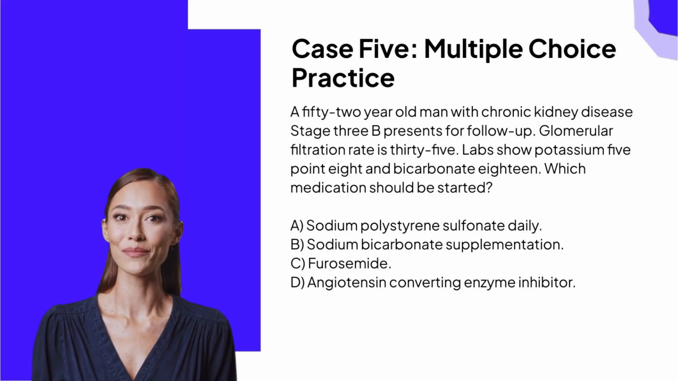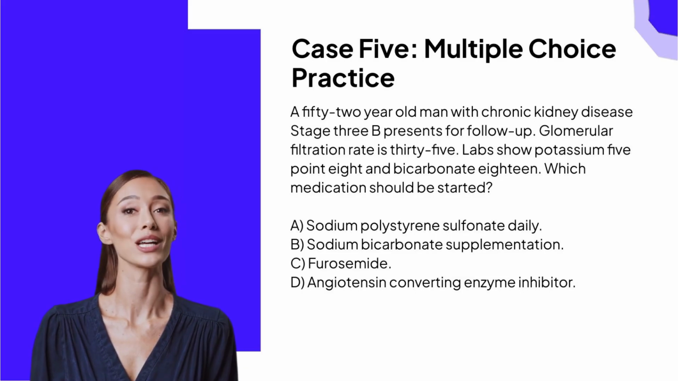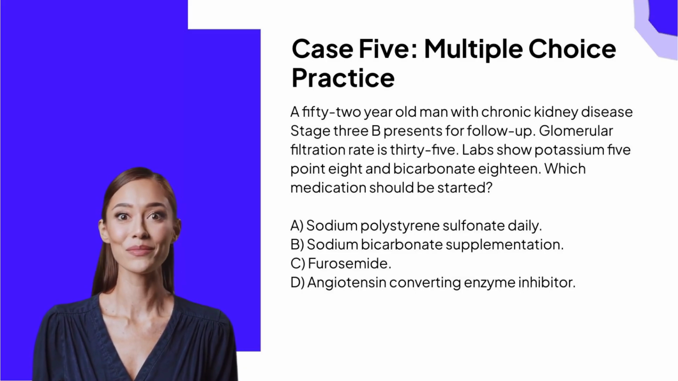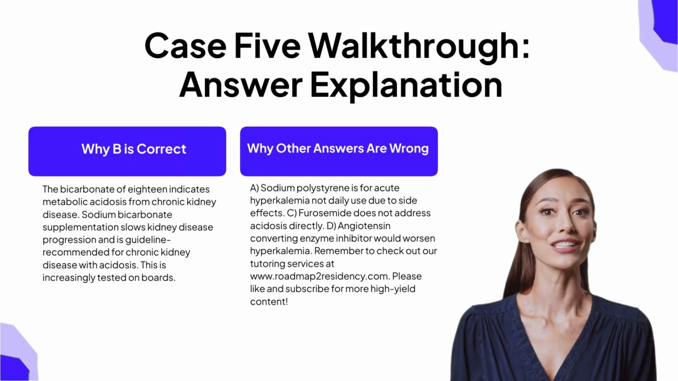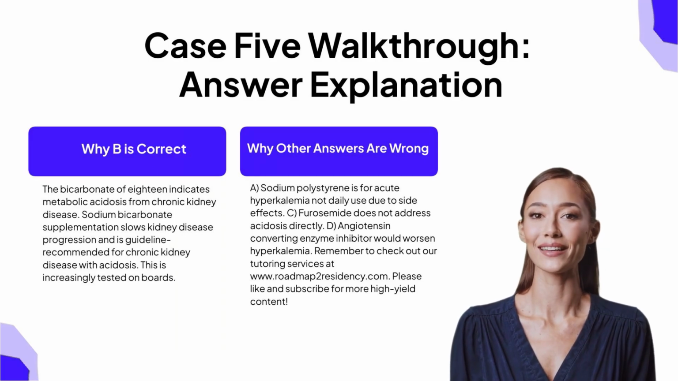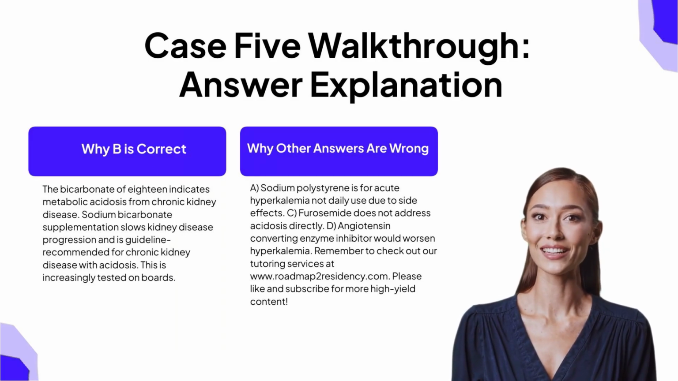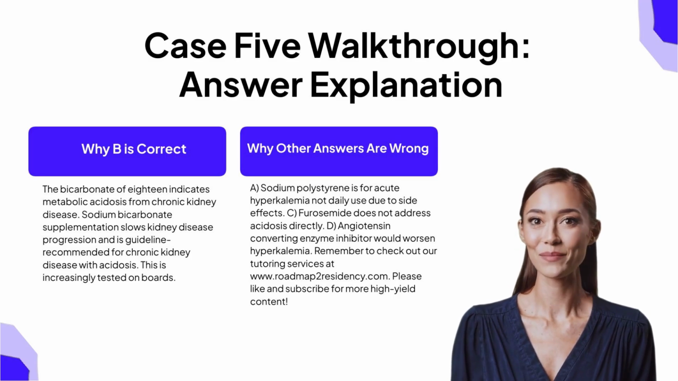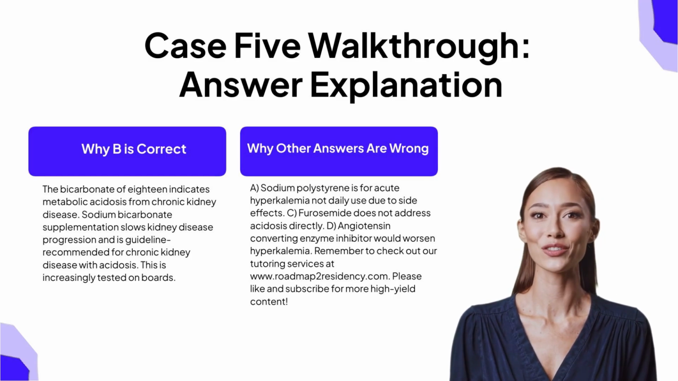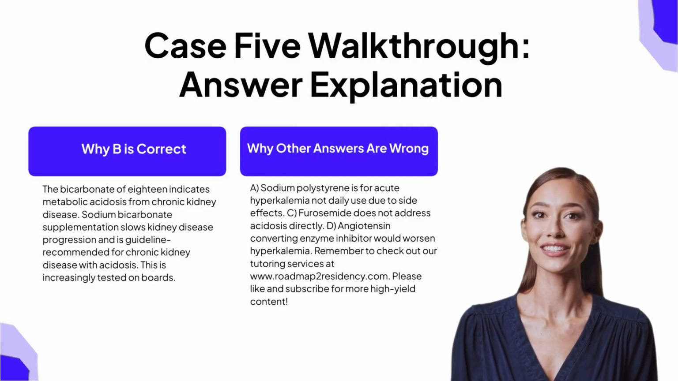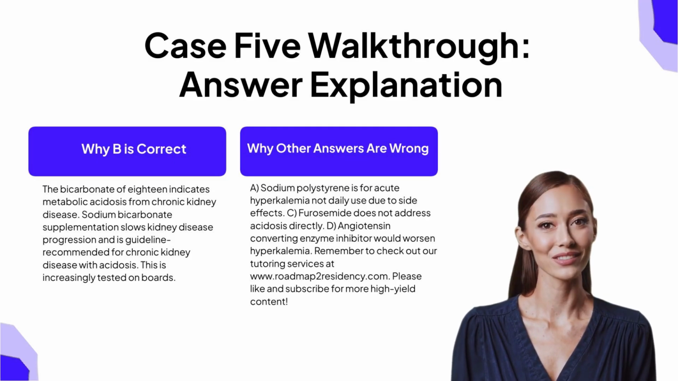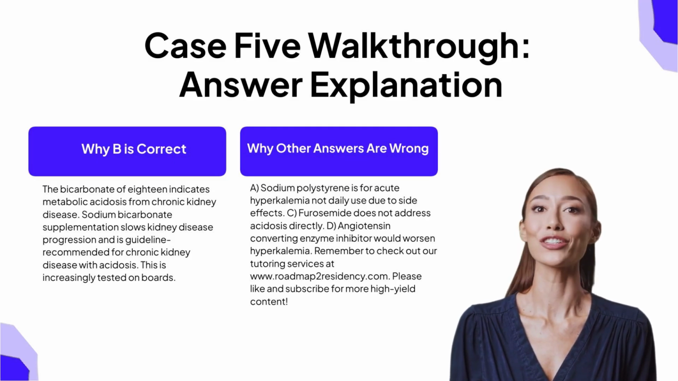choices. Notice they are asking which to start, not which to avoid. So identify the primary abnormality the exam is highlighting, then match the treatment. Why B is correct. The bicarbonate of 18 tells you the patient has metabolic acidosis, which is very common in CKD. Sodium bicarbonate supplementation has been shown to slow CKD progression and is guideline recommended for patients with CKD and acidosis, and this is increasingly tested on the boards.